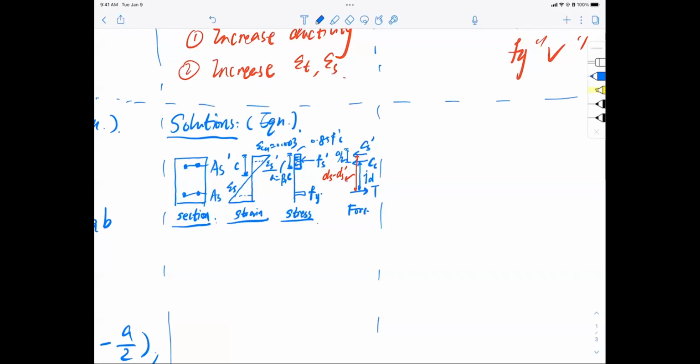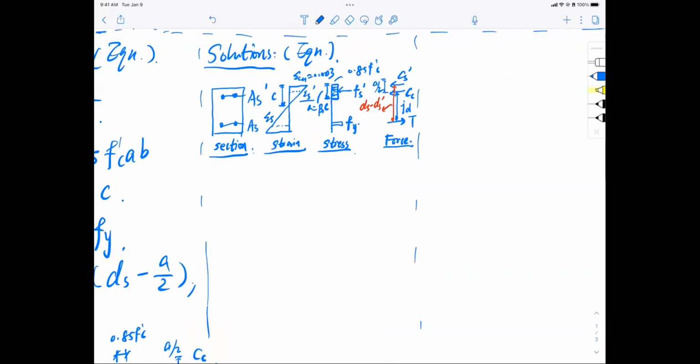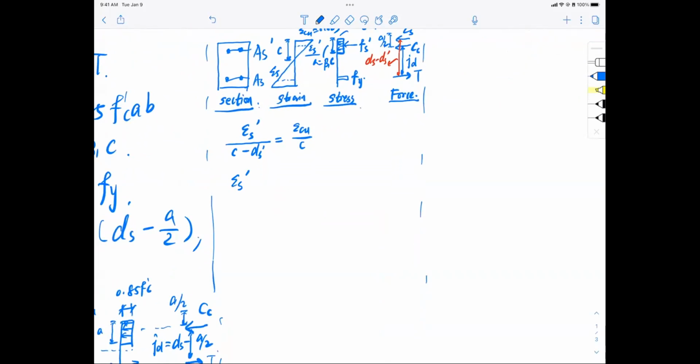Why am I doing this? Because my equations for doubly reinforced section analysis have changed. Specifically, first, I introduced a new item, which is the compressive strain in the steel, epsilon S prime, equal to epsilon Cu over C, and that's the trigonometry equation. So epsilon S prime equals C minus ds prime, divided by C, multiplied by epsilon Cu. That's the first thing that has changed.